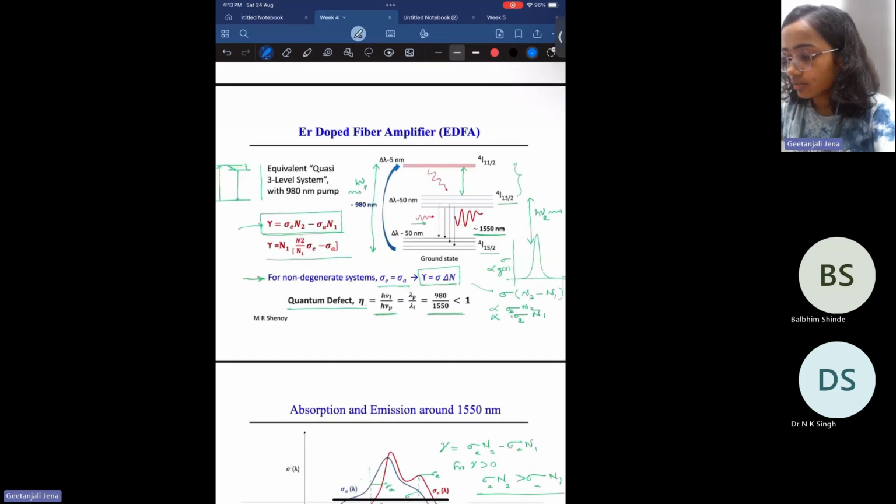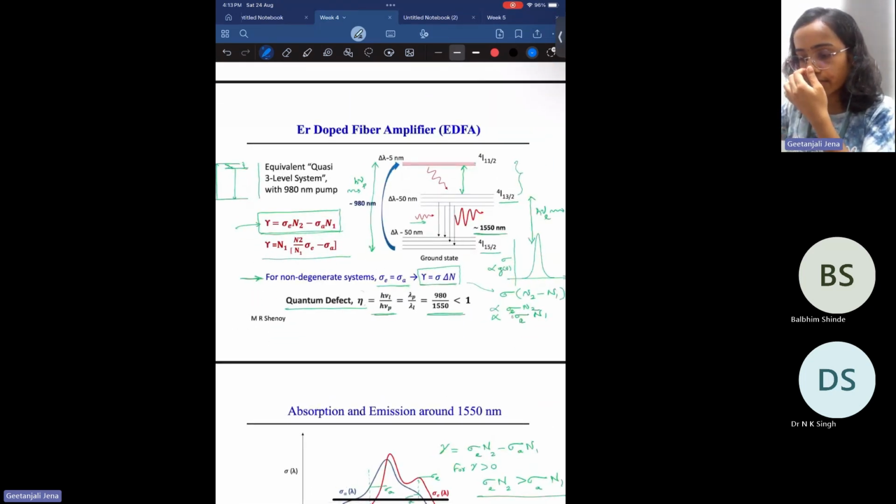If you see the energy level diagram of EDFA, we have a ground state which is 4I 15/2, one metastable state which is 4I 13/2, and one excited state 4I 11/2. When we use a 980 nanometer pump, the erbium ions doped in the optical fiber get excited to the higher energy level, and from that level they rapidly decay to the metastable state.